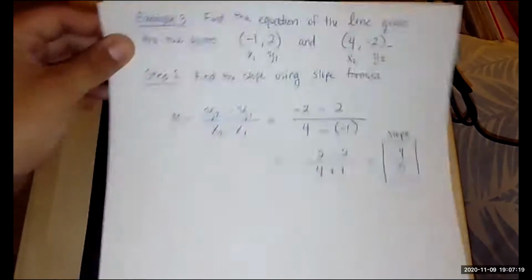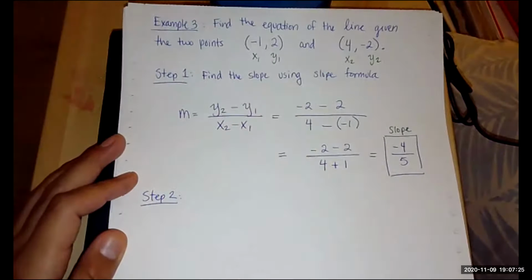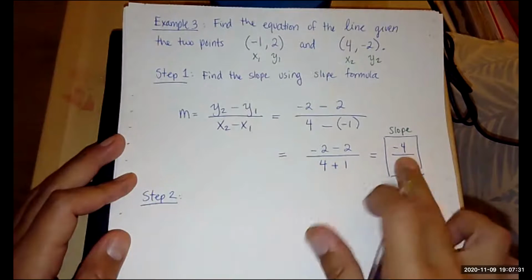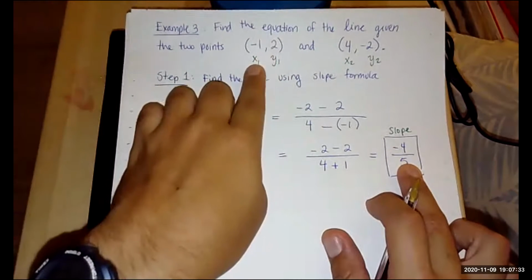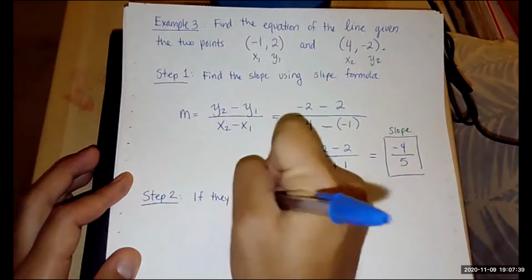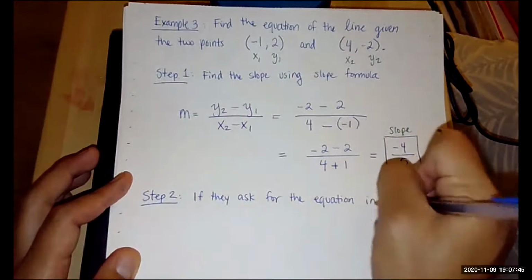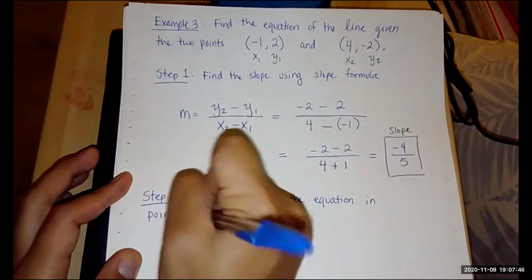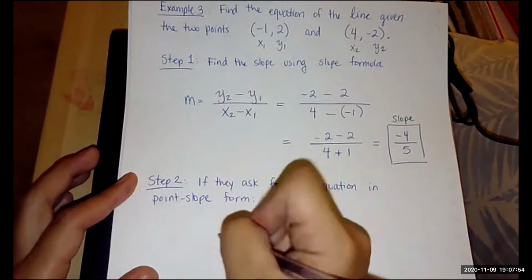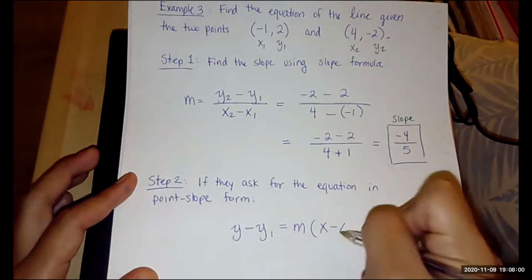Now, if they're asking you for this, this will be step 2. If they're asking for the equation in point slope form, then we can use the slope and this first point, x1, y1. So if they ask for the equation in point slope form, then we need this equation, which is y minus y1 is equal to m times x minus x1.